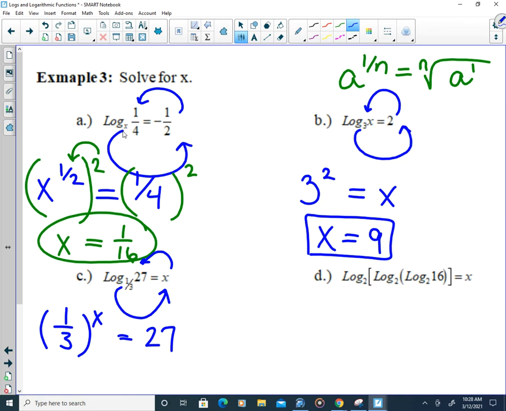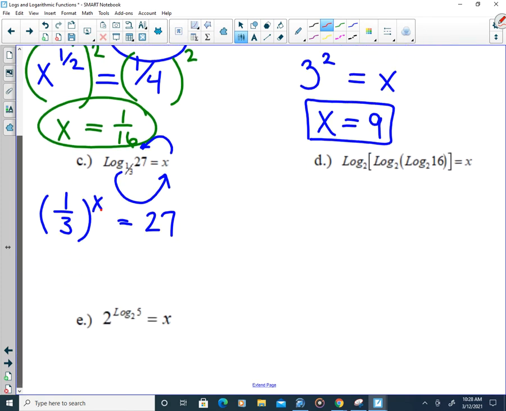Well, where's my variable? It's in my exponent. So when your variable is in your exponent, you want to rewrite both sides as powers of the same base. Well, everyone should know 27 is 3 to the third power. Over here, we could make 1/3 raised to the x power. We can make that 3 to the negative x power.